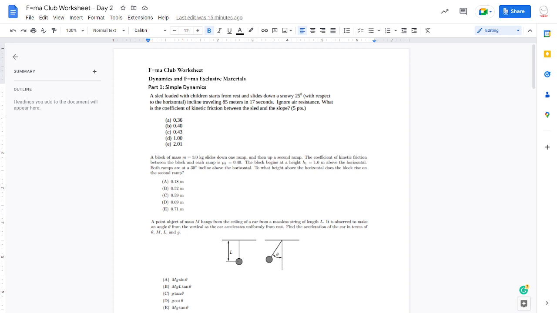So what is this? All right, so a block of mass 3 kilograms slides down one ramp and up a second ramp. Coefficient of friction is 0.4. It begins at a height of 1 meter, down a 30-degree incline, and goes up another 30-degree incline. And so, to what height above the horizontal does the block reach on the second ramp?